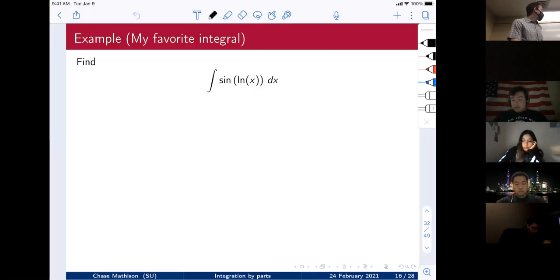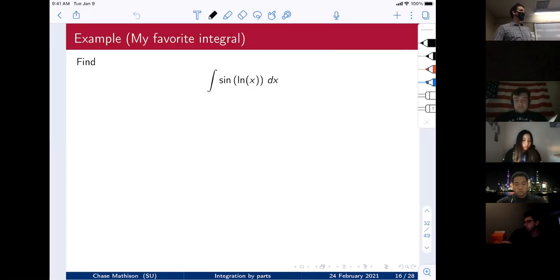All right, let's dive into my favorite integral. Find the integral of sine of natural log of x with respect to x. We're talking about integration by parts today and yesterday, and really for the rest of the semester, integration by parts is always going to be a viable option for us to use when we're taking an integral.